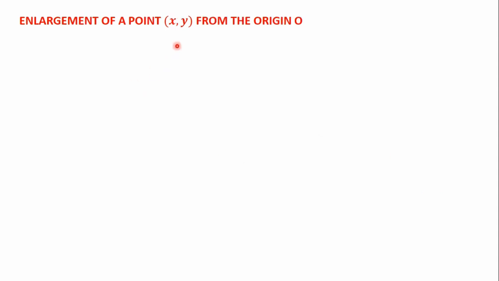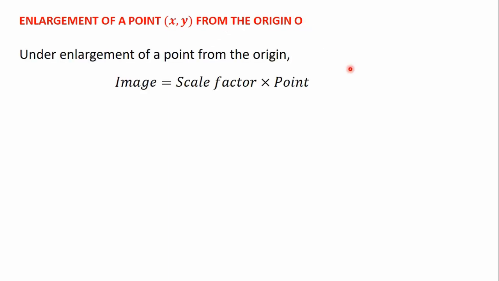Enlargement of a point (x, y) from the origin. When a point is enlarged from the origin, or when a point is enlarged using the origin as the center of enlargement, in order to get the image, we will multiply the scale factor by the point. So when a point is enlarged from the origin, the image is equal to the scale factor times the point.